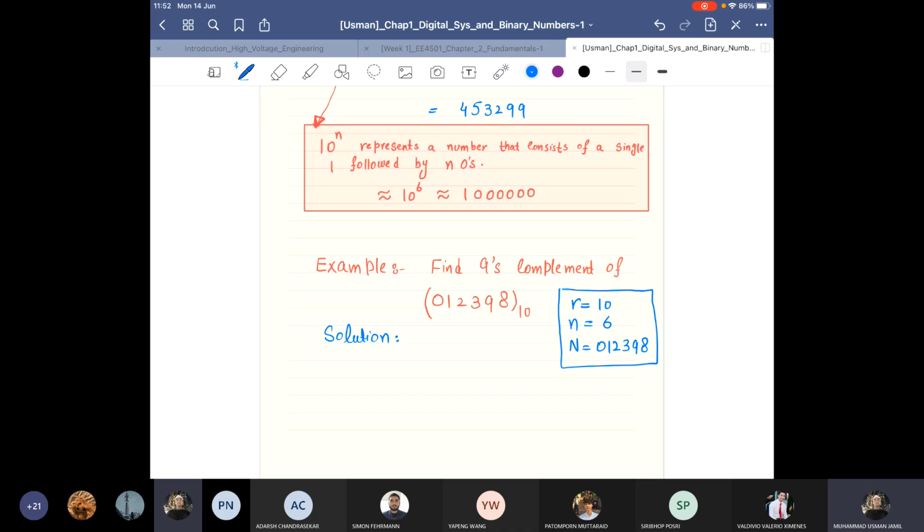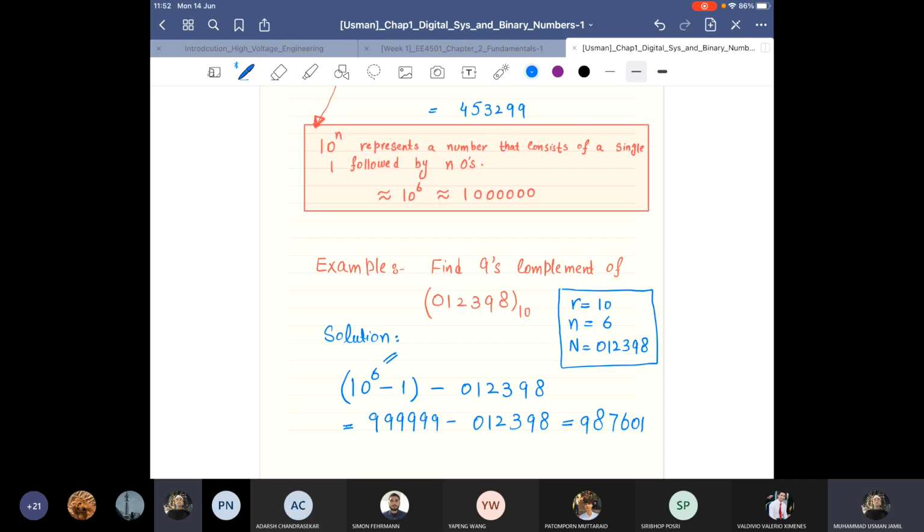So now put in the formula. So put in the formula is like 10 raised to power 6 minus 1 minus 0, 1, 2, 3, 9, 8. So it means this is equal to now 9, 9, 9, 9, 9, 9 minus 0, 1, 2, 3, 9, 8, which is equal to 9, 8, 7, 6, 0, 1. So this is the answer.